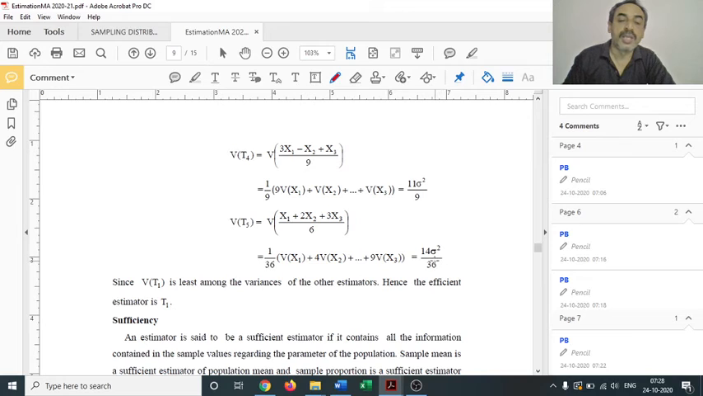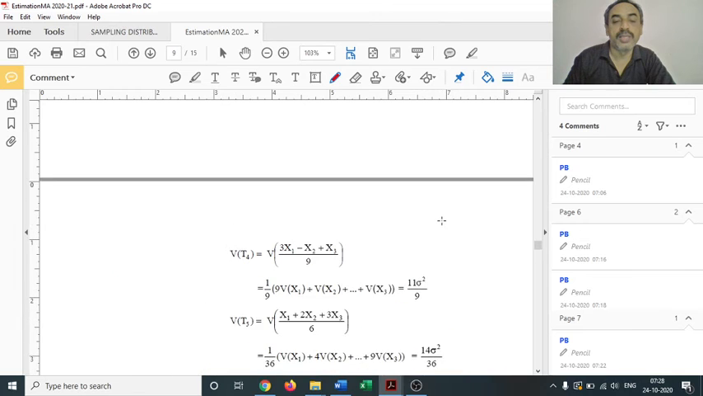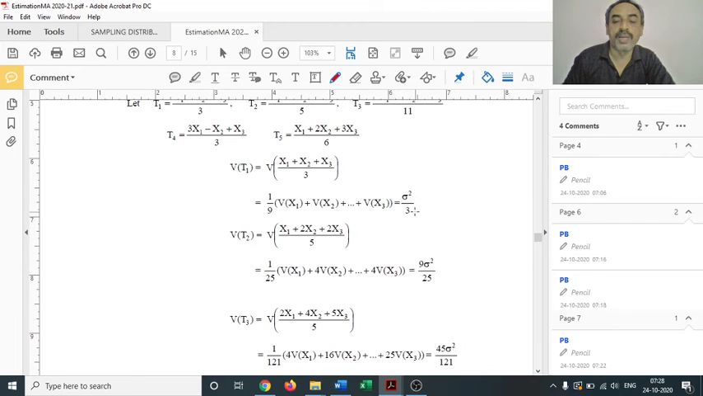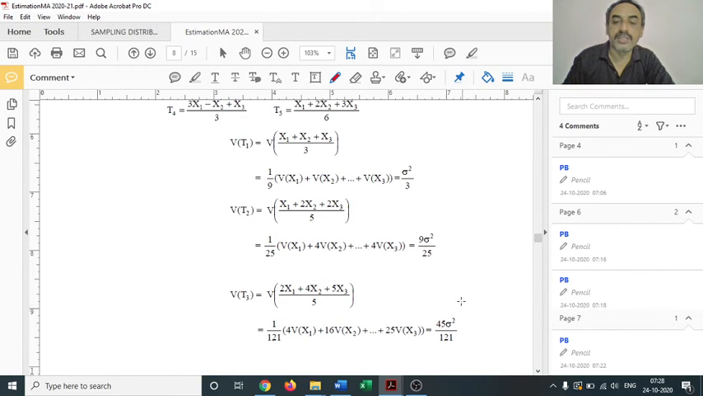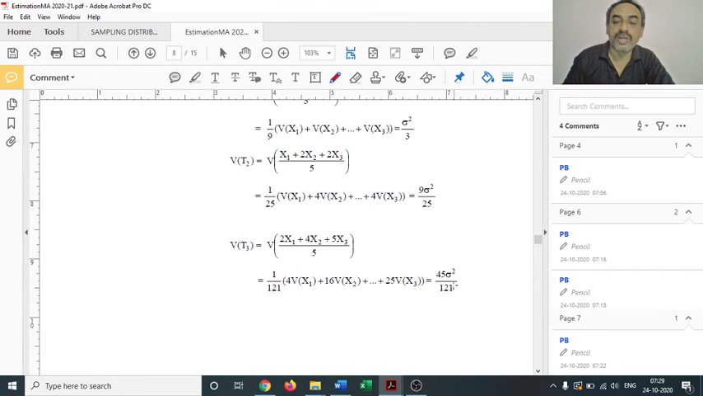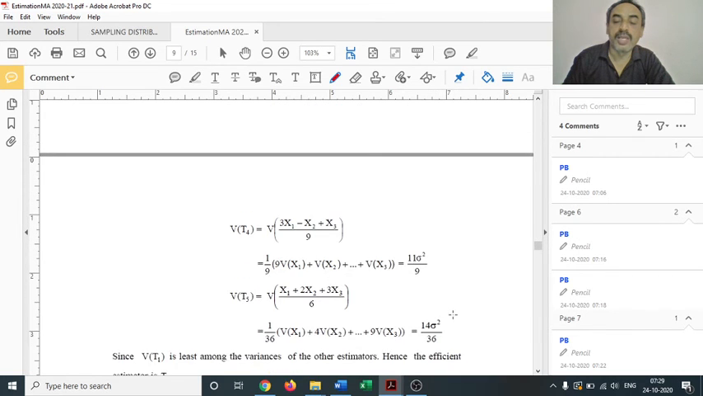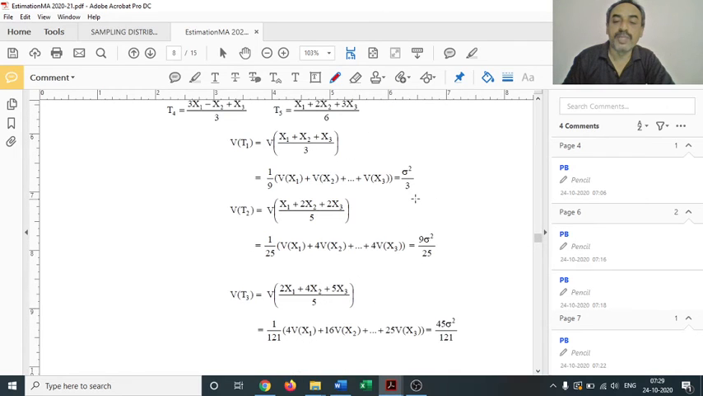We can show that among these 5 unbiased estimators, the least variance estimator is that of T1. Sigma square by 3 will be the smallest. You can compare by considering these variances without the factor sigma square, because sigma square is a common value in all the variances. So just use a calculator to determine 1 by 3, 9 by 25, 45 by 121, then 11 by 9 and 14 by 36. We can see that among these fractions 1 by 3 will be the smallest.